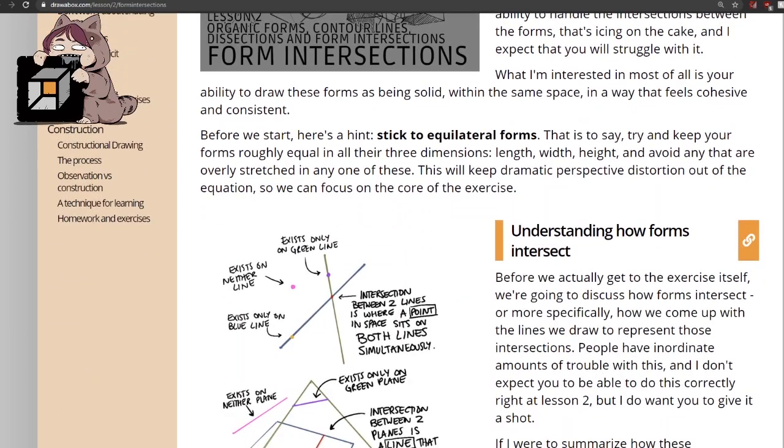Before we start, here's a hint. Stick to equilateral forms. That is to say, try and keep your forms roughly equal in all their three dimensions, length, width, height, and avoid any that are overly stretched in any one of these. This will keep dramatic perspective distortion out of the equation so we can focus on the core of the exercise.